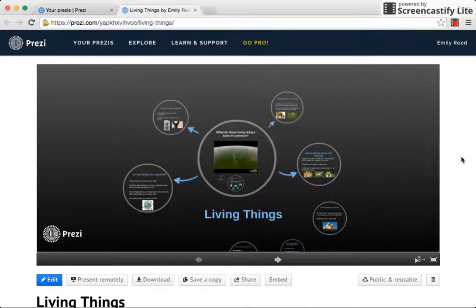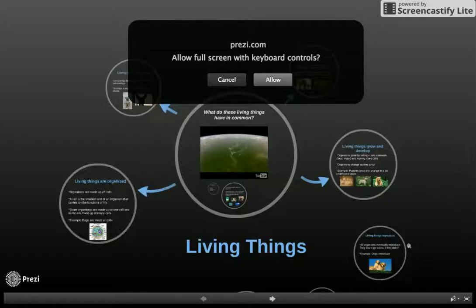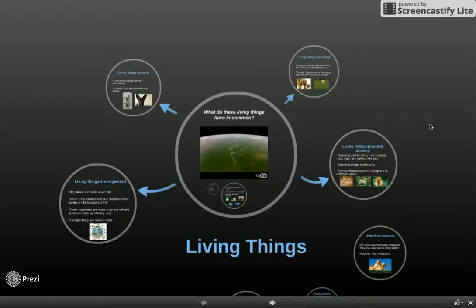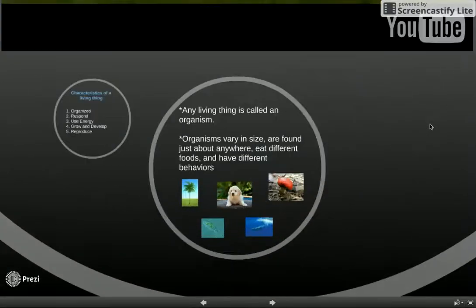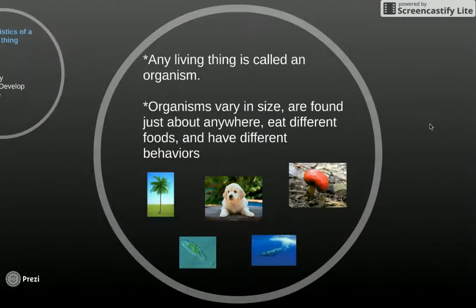Today we are going to talk about living things. So make sure you have your notes out and you're ready to write some things down. So any living thing is called an organism.